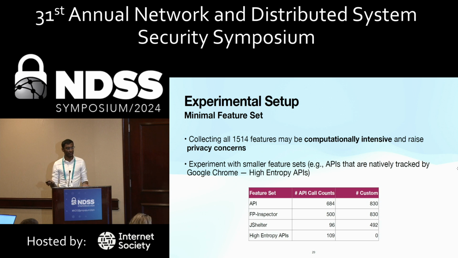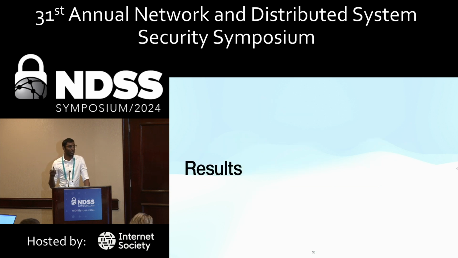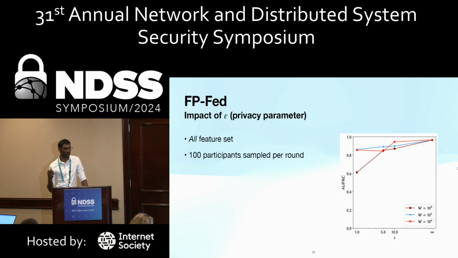Lastly, one of the main things that we studied was to reduce the number of features required for the detection of browser fingerprinting. This is because collecting a large number of features can be computationally intensive, but also raise privacy concerns. Therefore, we also test with smaller feature sets, such as the FP Inspector and JShelter feature sets, which were presented in prior work, and also look at the APIs that are already being natively tracked by Google Chrome. Now, I'll be going through the results of the model's effectiveness in practice.